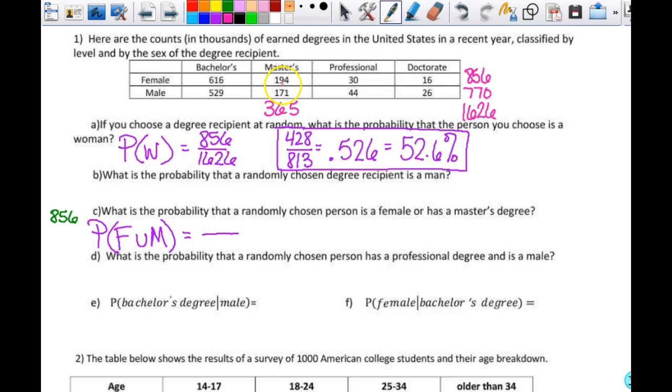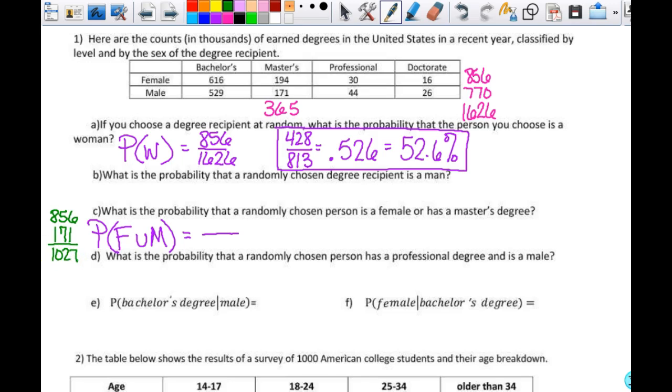Does that make sense to you? So if I can make a Venn diagram and they overlap, then they are not mutually exclusive, and I have to take it into account separately. So I do just add the 171, because this is all the females, and then this is everybody else that doesn't fall into the master's degree category. When I add those together, what do I get? Yeah, 1027, right?